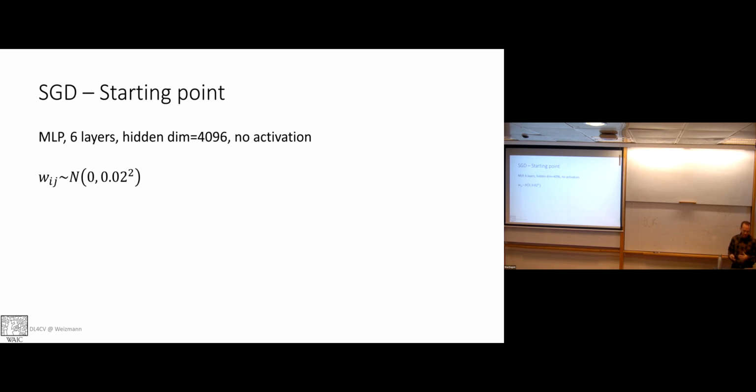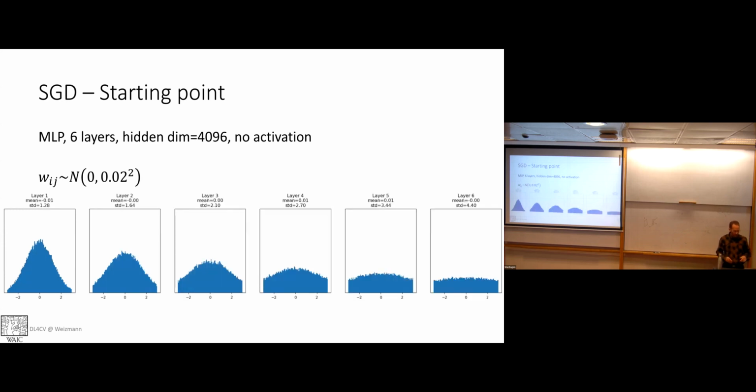So let's assume the inputs for this neural network are distributed normal 0, 1. And we want to see what the distribution of the activations is after each and every one of these layers. So after the first layer, we have this nice distribution. It's roughly 0 mean, and the variance is no longer 1, it's 1.28.